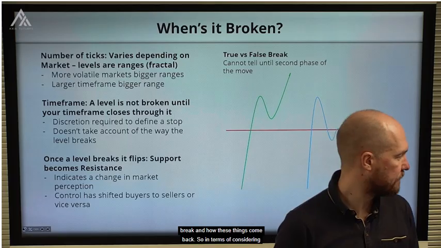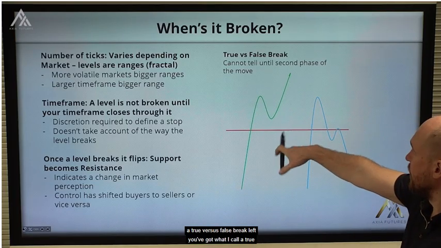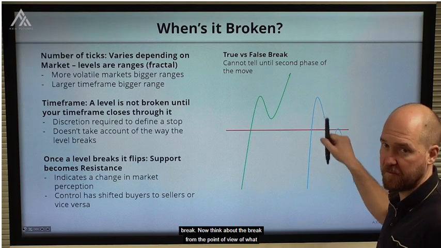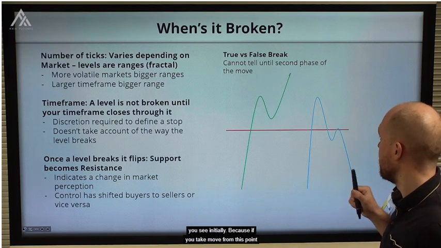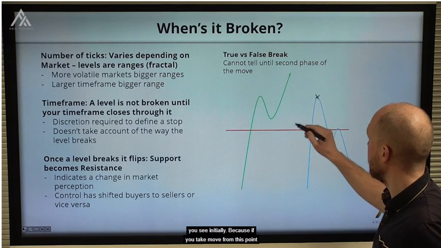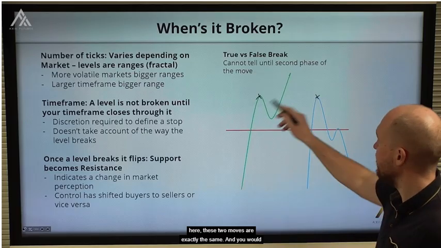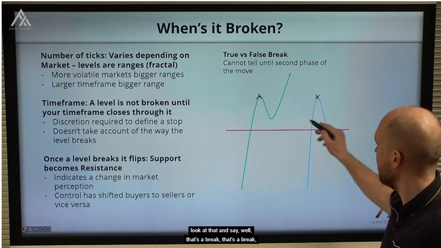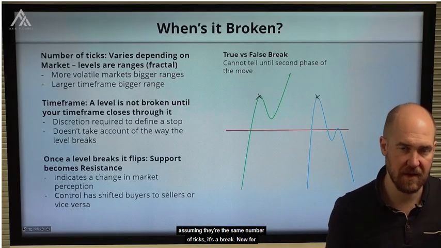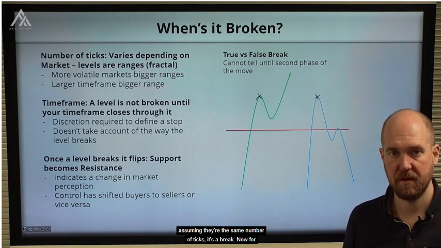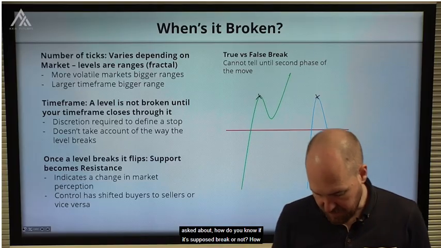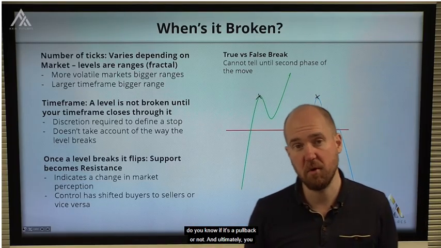So in terms of considering a true versus false break, on the left you've got what I call a true break. Now, think about the break from the point of view of what you see initially. Because if you take the move from this point here, these two moves are exactly the same. And you would look at that and say, well, that's a break, that's a break. Assuming they're the same number of ticks, it's a break. Now, for it to be a true break, and this is often something that I get asked about, how do you know if it's a false break or not? How do you know if it's a pullback or not?